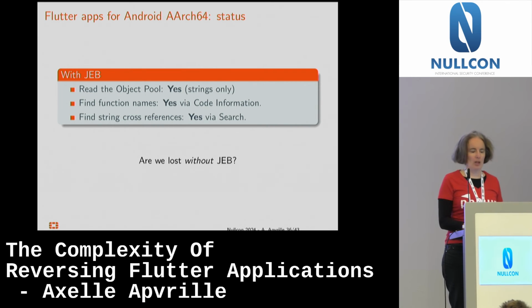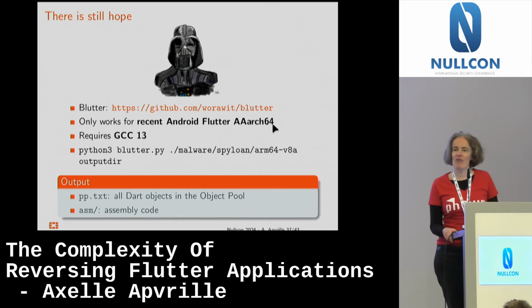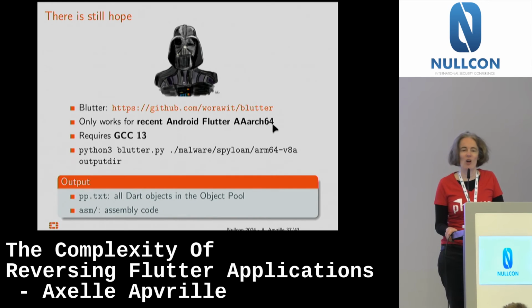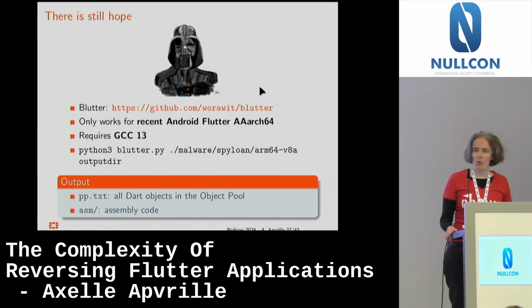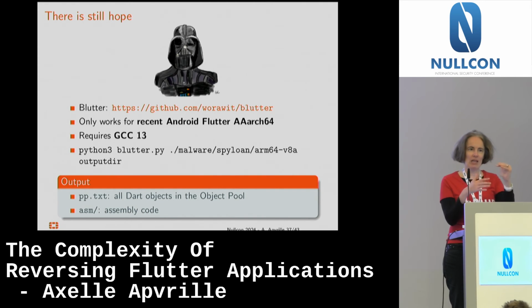So are we lost without Jeb? Well, no, there is still hope. Okay. Well, there is hope in only one case. If you have an Android application for ARM64 and not a too old one, then you can use an open source tool which is called Flutter, and which does an extremely good job at reading the object pool and also providing the assembly code, which is kind of annotated for each object of the object pool. I'm going to show you that.